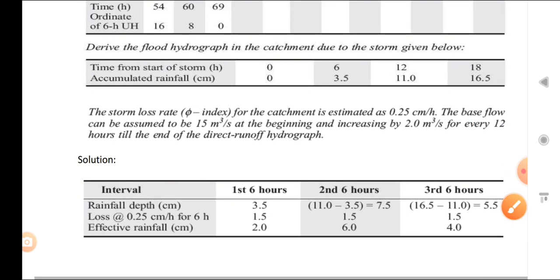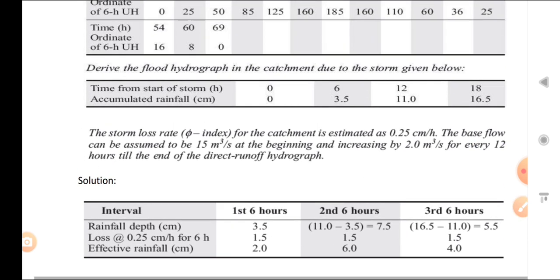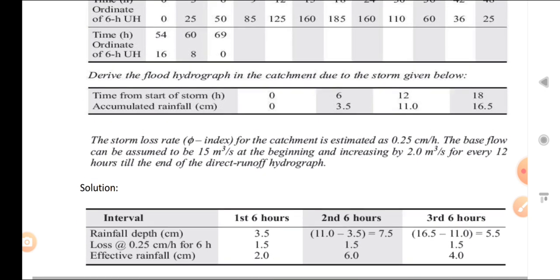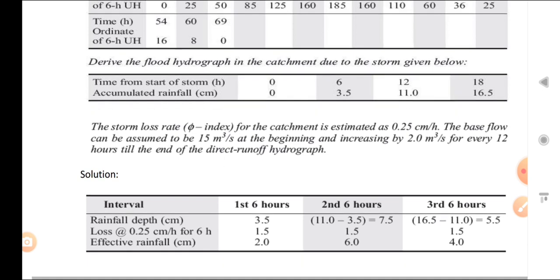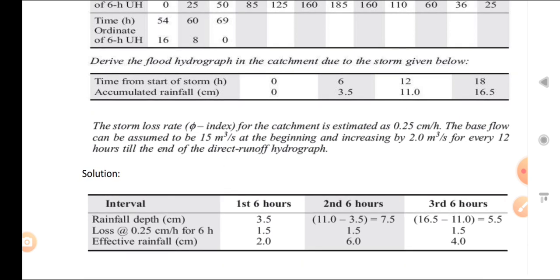First of all, the rainfall depth values are given. For the first 6 hours they have given 3.5. For the second 6 hours, that is 6 to 12 hours, it is given as 11, but that is accumulated rainfall. So the incremental rainfall will be 11 minus 3.5, which is 7.5. Then for the third 6 hours, from 12 to 18, the accumulated rainfall is given as 16.5, so we have to find the incremental rainfall depth by subtracting 11 from 16.5, which is equal to 5.5.